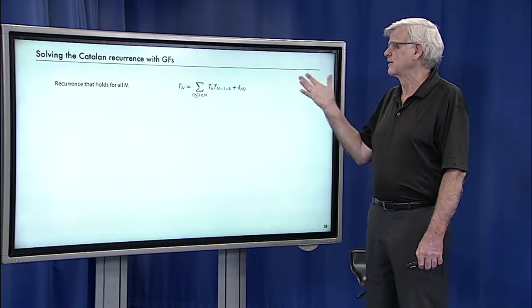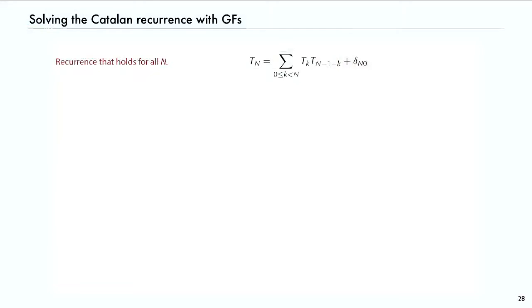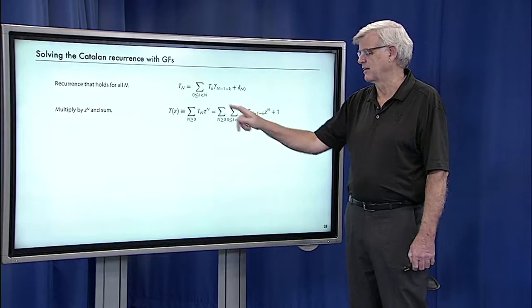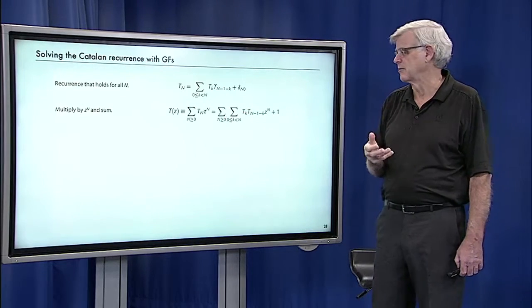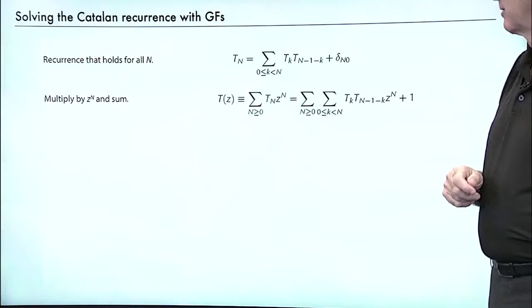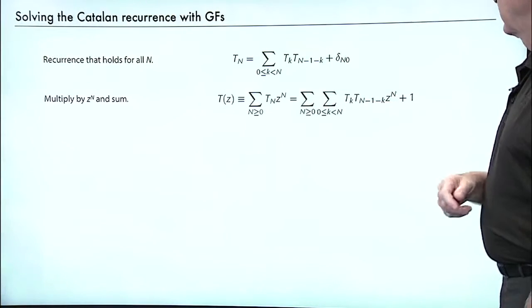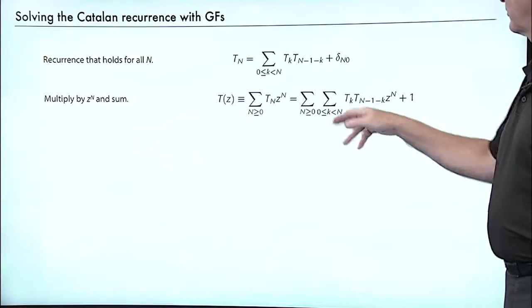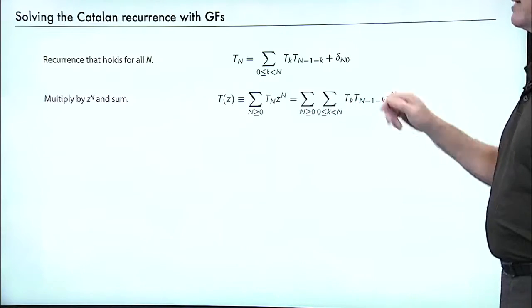So how are we going to solve the Catalan recurrence with generating functions? Well, we're going to use the formula. We got the recurrence that holds for all n. Now, what's the next step? It's multiply by z to the n and sum on n. On the left-hand side, that gives us t of z. That's the generating function for the Catalan numbers. On the right-hand side, we'll get a 1 for the delta term, and then we get the sum over n, 0 less than or equal to k less than n, of t_k t_{n minus 1 minus k} z^n.